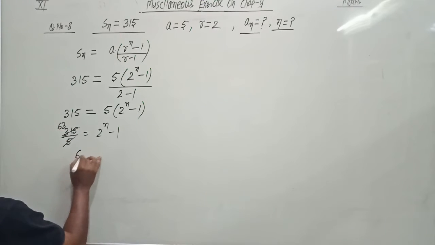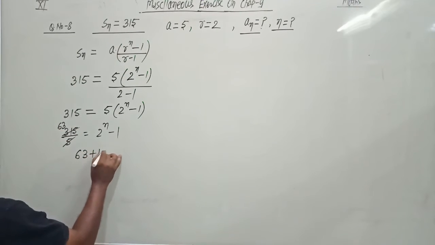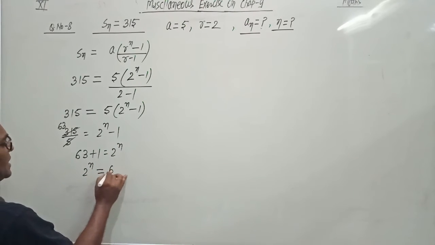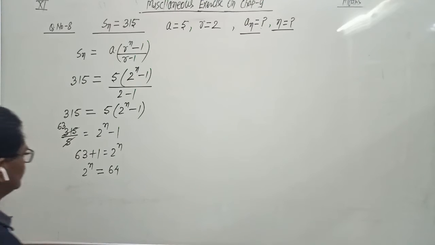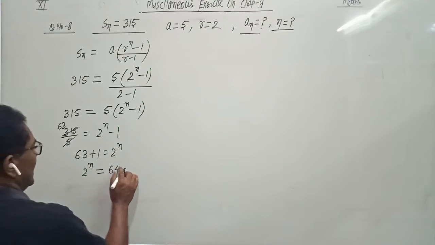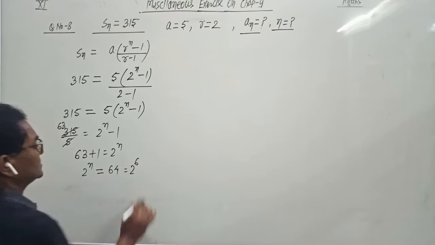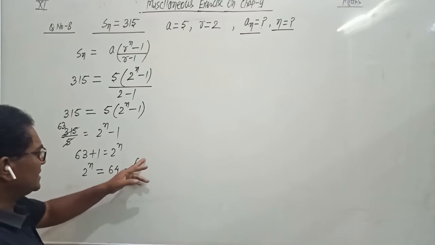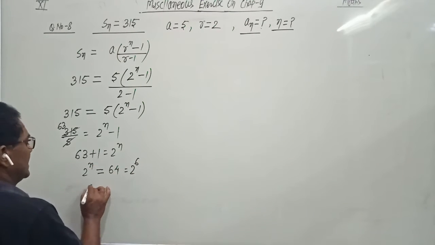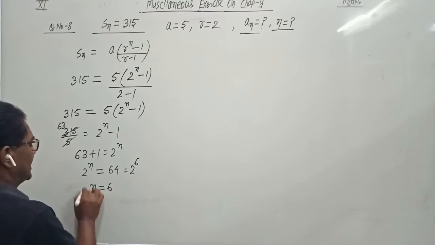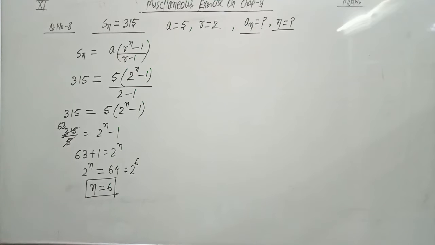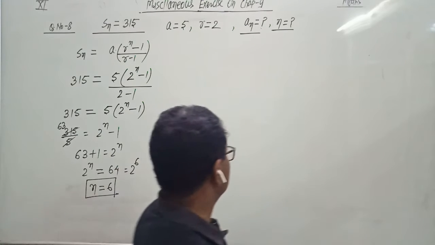63. So 63 plus 1 equals 2 raised to the power n, and 2 raised to the power n equals 64. 64 is written as 2 raised to the power 6. 2 raised to the power 6 equals 64. Then we get the value of n equals 6.